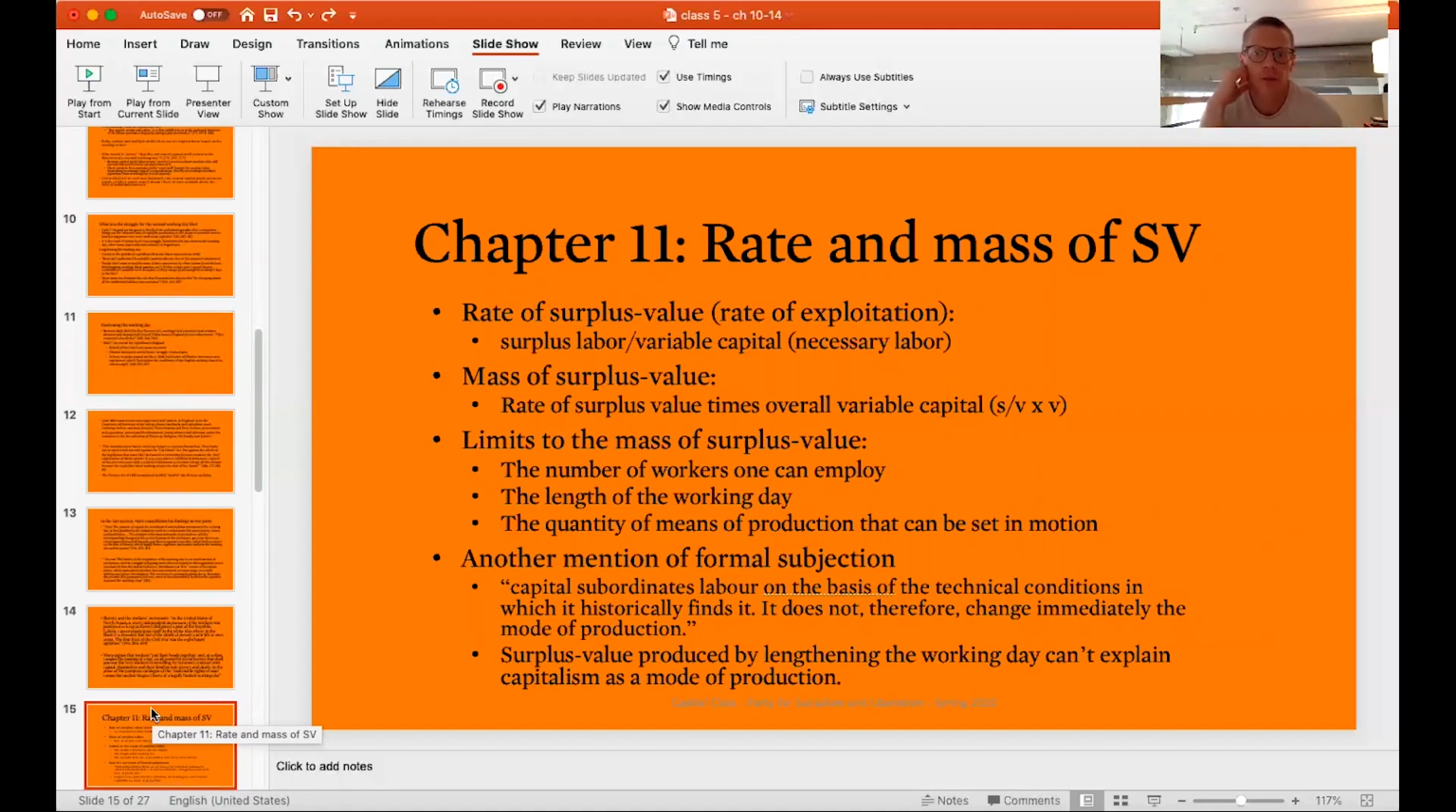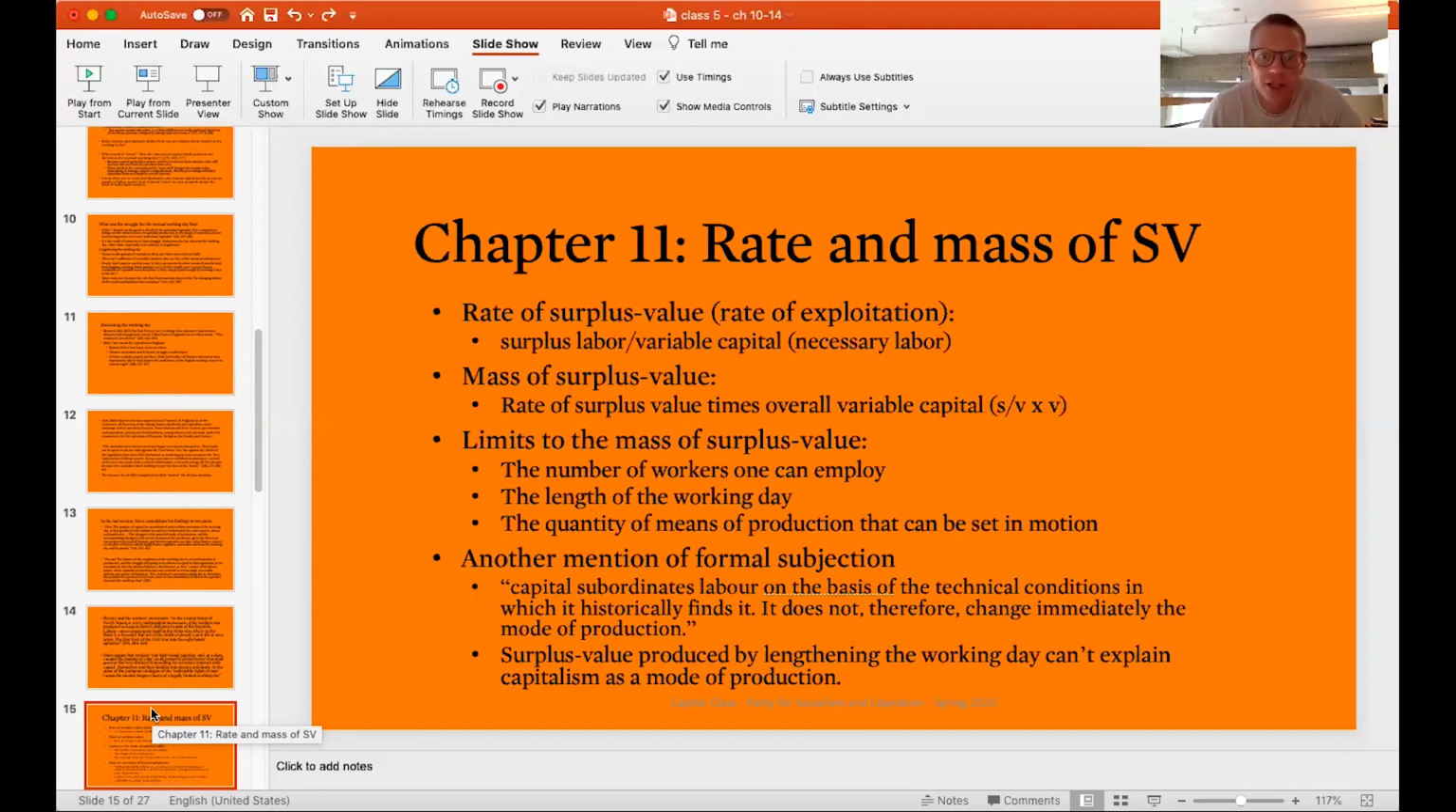So we know the rate of surplus value is the rate of exploitation. The mass of surplus value is basically the rate of surplus value times the overall number of workers. And there are limits to this. Capitalists can only employ so many workers. There's the length of the working day, and there's the quantity of the means of production and raw materials that capitalists can acquire, can set in motion. And we see another mention of formal subjection. The capital subordinates labor on the basis of the technical conditions in which it historically finds it. It does not, therefore, change immediately the mode of production.